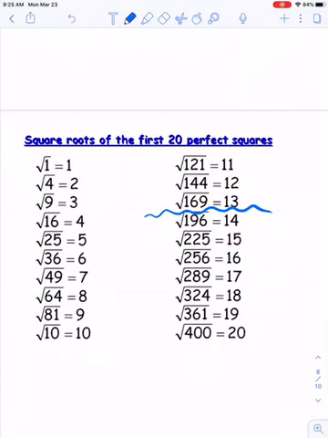Again, this is the same slide as I used before. Make sure when you're looking at this one, you add a 0 there. Square root of 100 is 10, not square root of 10. So again, the more of these you know, the better off you're going to be.